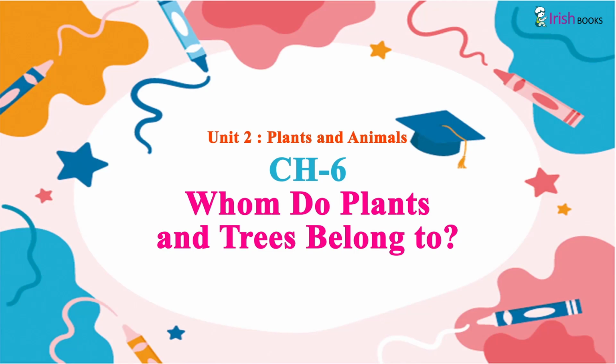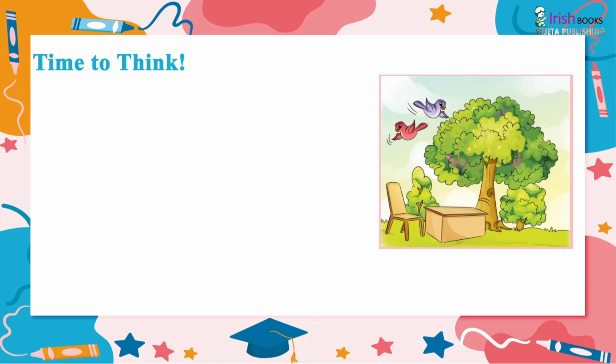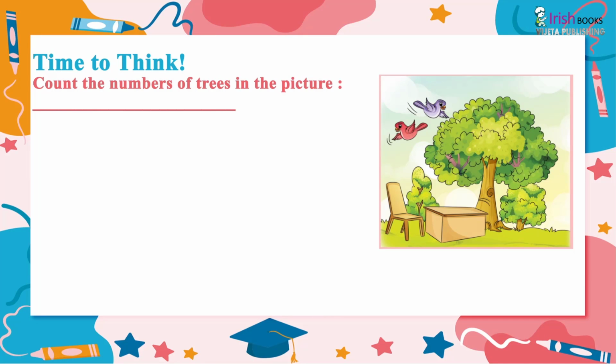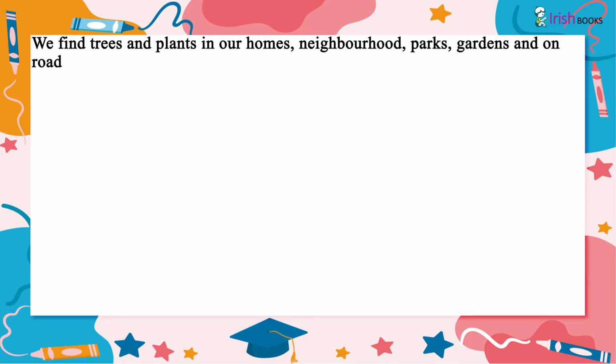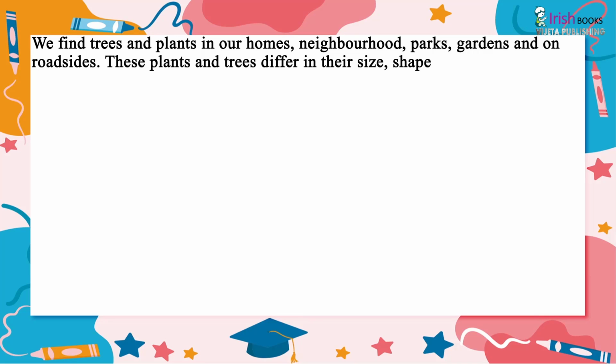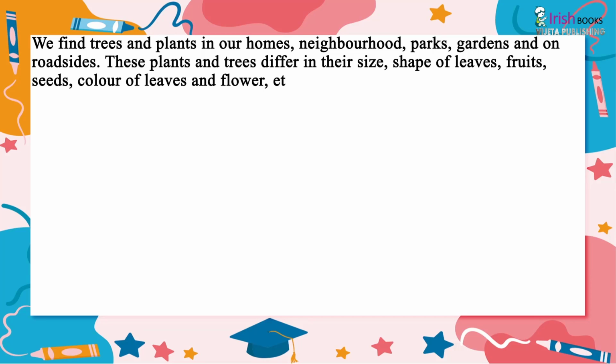inaccessible. Chapter 6. Whom do plants and trees belong to? Time to think. Count the number of trees in the picture. Whom do these plants and trees belong to? We find trees and plants in our homes, neighborhood, parks, gardens, and on roadsides. These plants and trees differ in their size, shape of leaves, fruits, seeds, color of leaves and flower, etc.